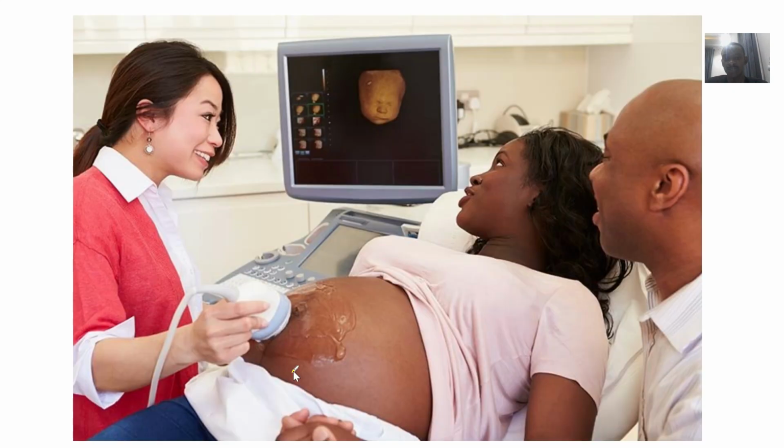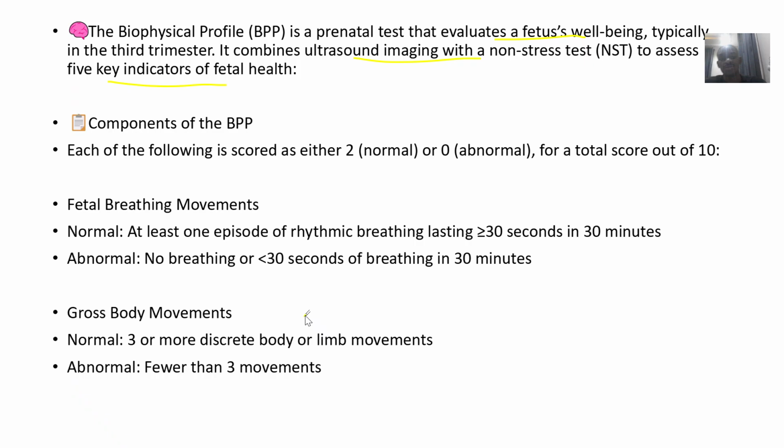You understand? So from the ultrasound, you can even look at your baby. So before somebody asks, this is just the gel they use for ultrasound. You are placing this gel here to make it slippery so that the ultrasound probe can move freely. You understand? So you are doing an ultrasound and a non-stress test.